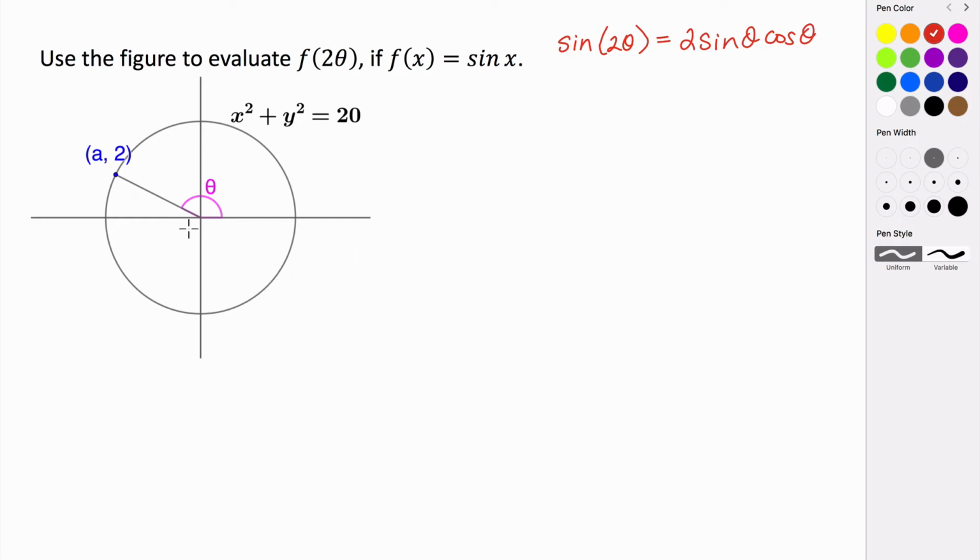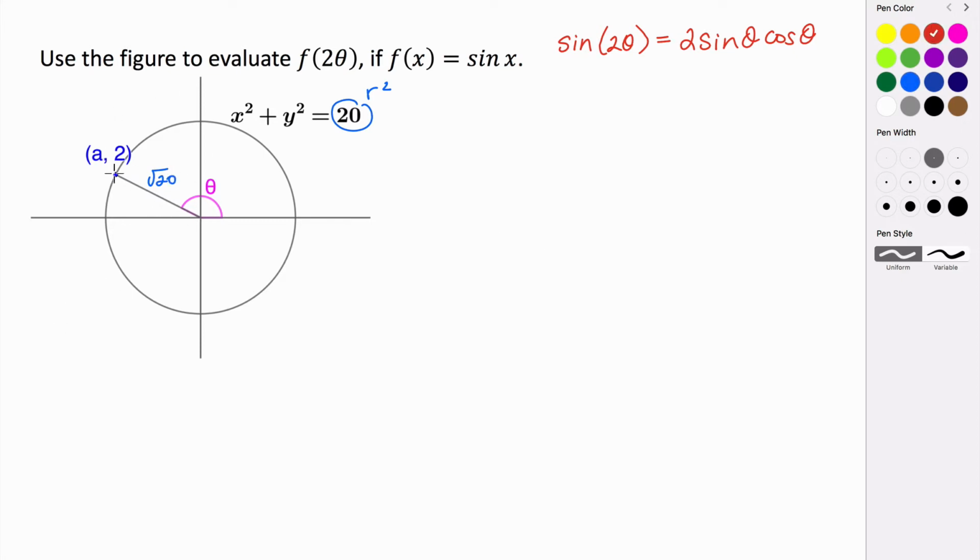If we take a look at this figure, we have our angle theta here. There's a point on the circle that has coordinates a, 2, and the equation of our circle is x squared plus y squared equals 20. So we actually have some good information from all of this. x squared plus y squared equals 20 gives us the value of our radius, because this is just the equation of a circle in standard form. So the value of 20 is just r squared, which means that r is going to be the square root of 20.